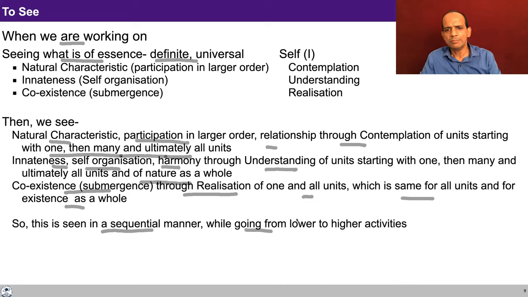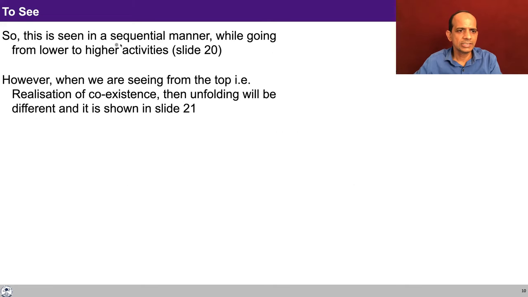So we might be operating only up to the activity of imaging, but when we are able to contemplate on the reality, we are able to see the natural characteristic, then we are able to see the harmony, and ultimately we are able to see the coexistence as it is. This is the way the evolution of the self takes place. So this is seen in a sequential manner by going from lower to higher activities. We'll discuss this in slide 20.